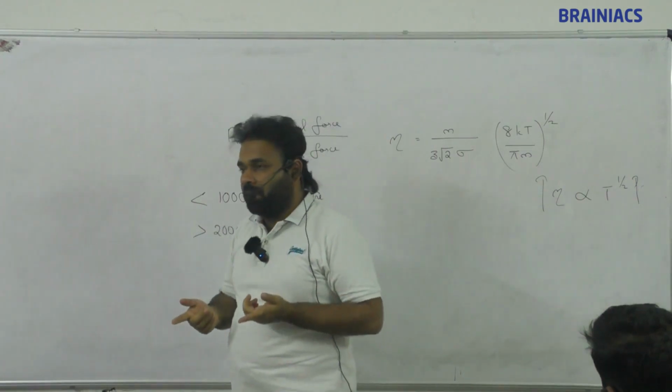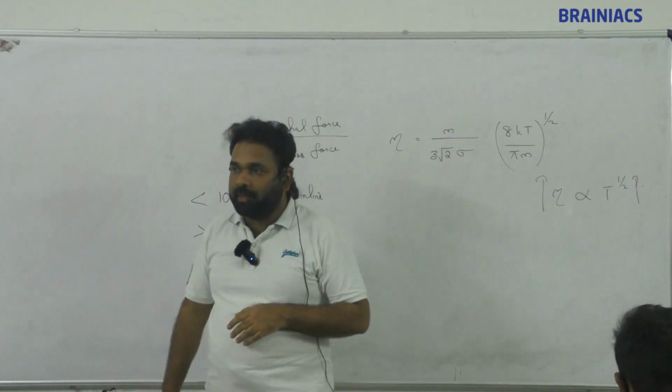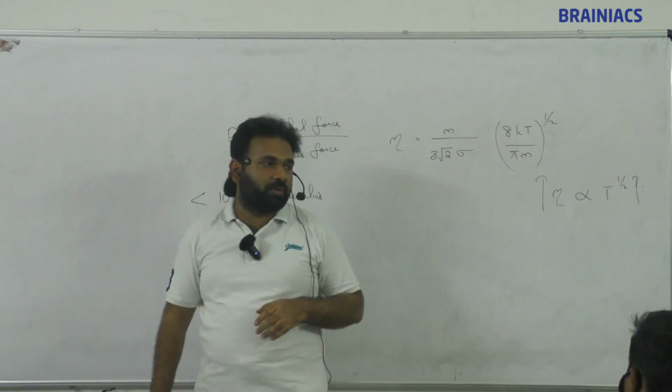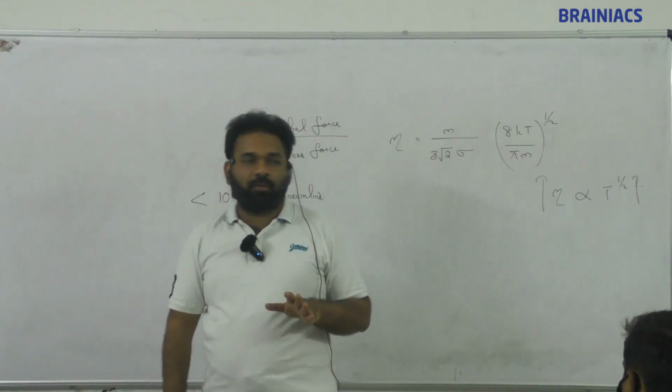What is its formula? 2 by 9 R square (rho minus sigma) G divided by eta, viscosity. Okay, that is about terminal velocity. Done? Everything. Are you comfortable?